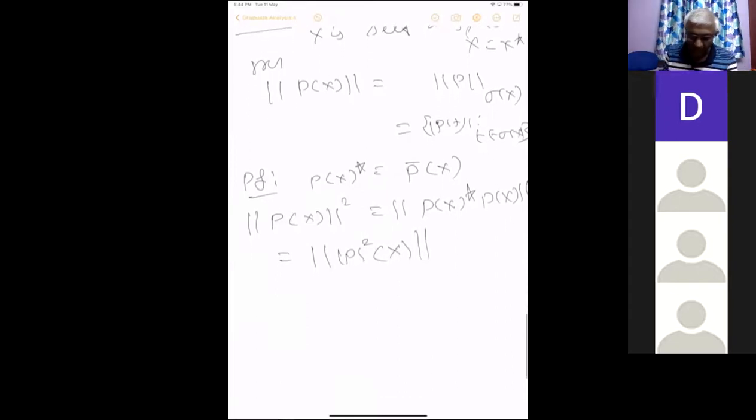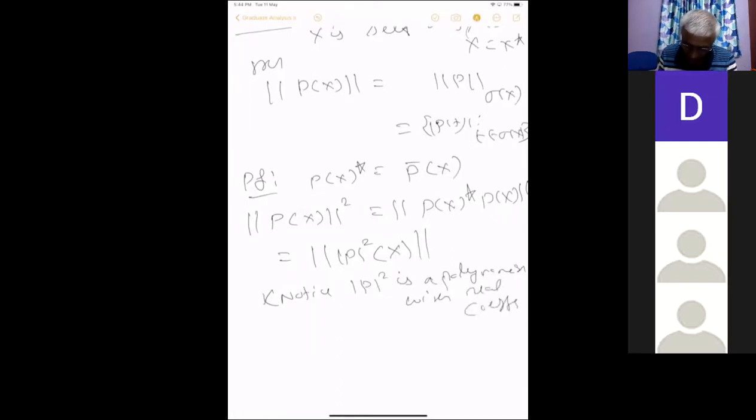But what is |p|^2? Notice |p|^2 is a polynomial with real coefficients. If you have p of x and p bar of x and you take the product, then the coefficient of x to the n will be a summation of terms like a_k times a_{n-k} bar, but then a_k and a_{n-k} bar will interchange, and you will get only the real part of that.